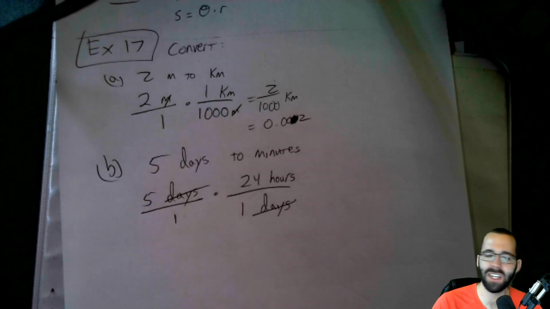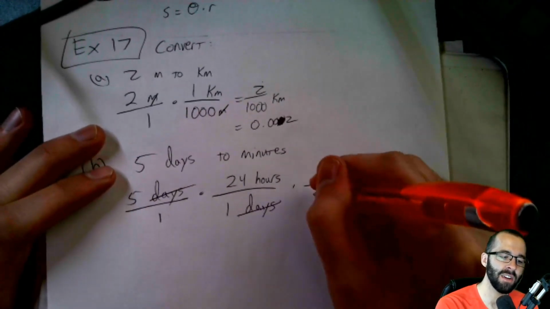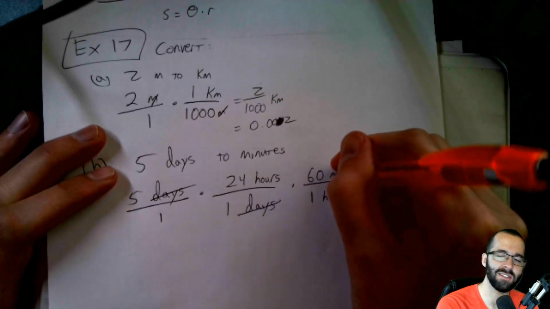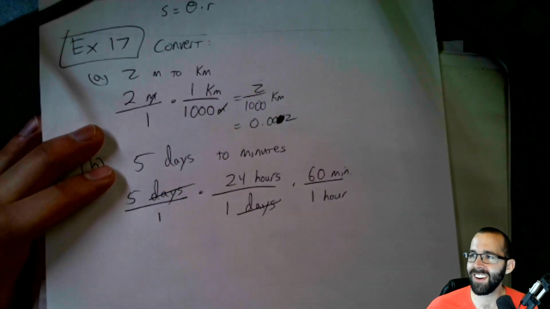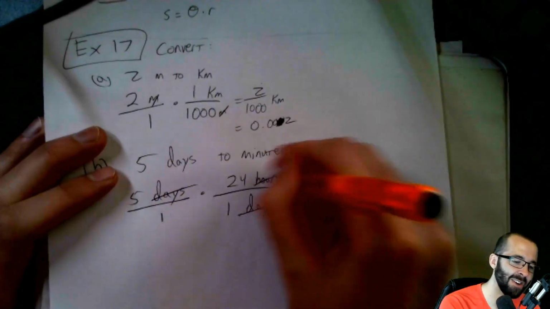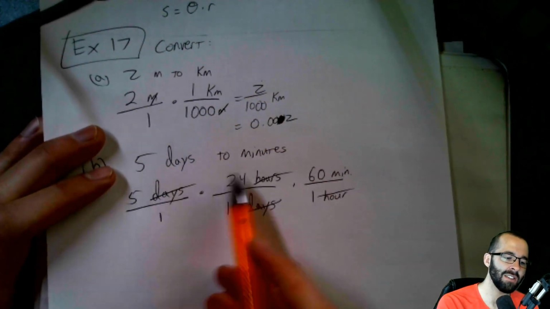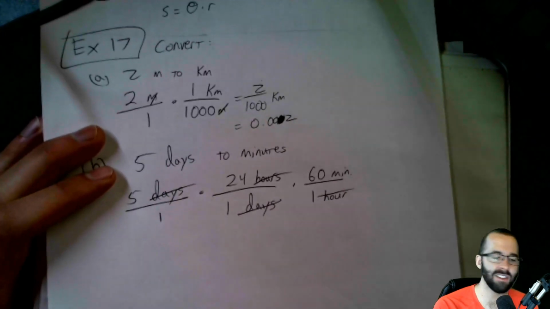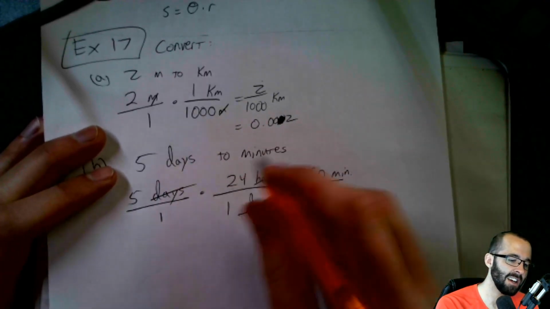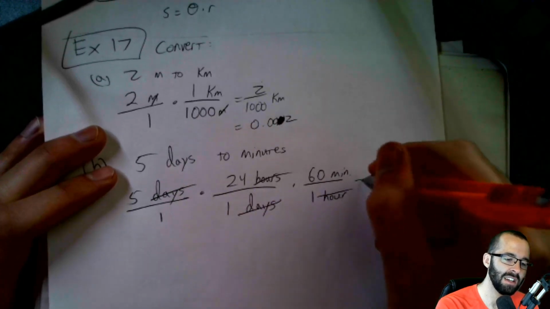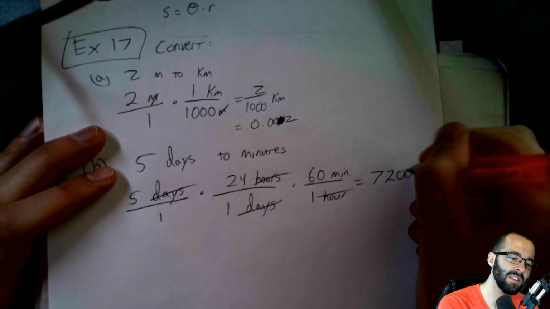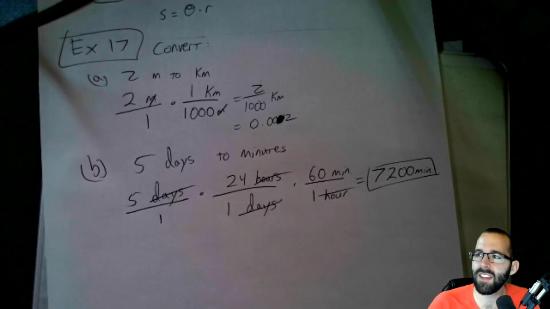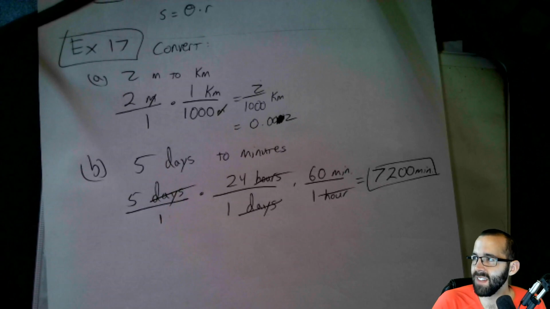But again, we need to get to minutes. So we have hours on the top. Well, in 1 hour, there are 60 minutes. All right, good stuff. And again, the hours are going to cancel. So to find out how many minutes are in 5 days, you just multiply all this stuff together, and the units are good to go. And you get 120 times 60, which is going to be what? 7,200 minutes? And there you go. All right.